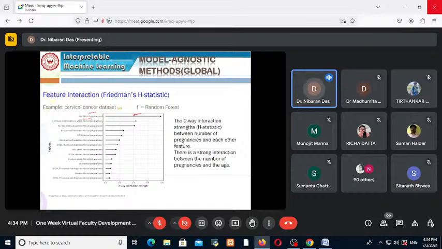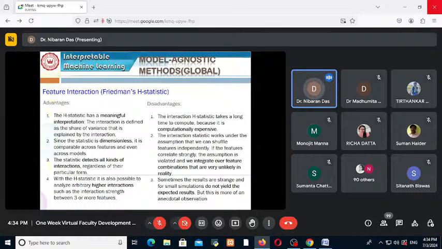Here, number of pregnancies remains fixed and all others are varied. And we notice that age is the highest one.